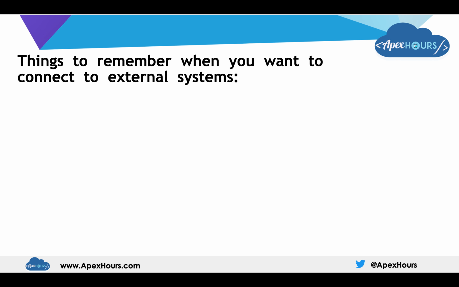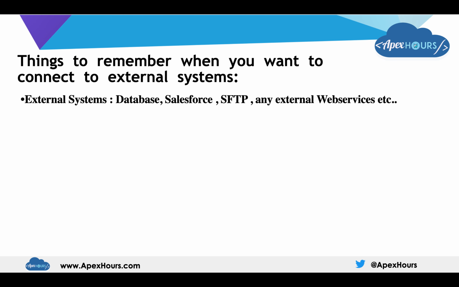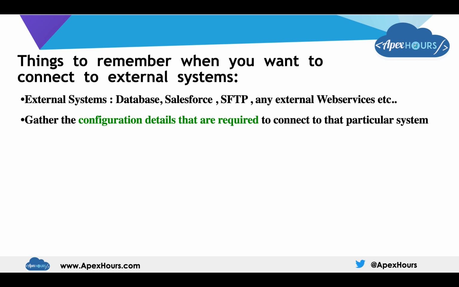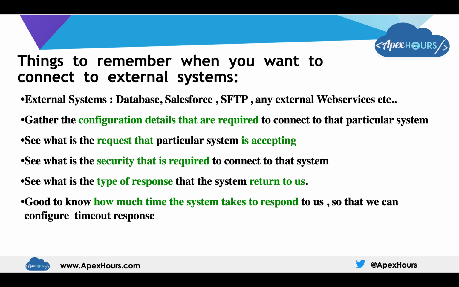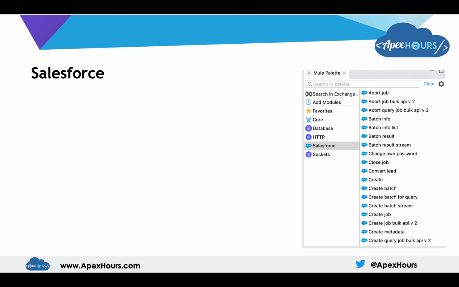I keep sharing this slide every time I connect to external systems. External systems are like a database, Salesforce, AWS, SFTP, or any external web service. It can be any database or any external system other than MuleSoft. So gather the configuration details that are required to connect to that particular system. As I always say, see what the request is and what kind of security you have. I keep moving to the next slides because I have explained this already. Also see what kind of response that system returns to us, and it is good to know how much time it takes to respond.